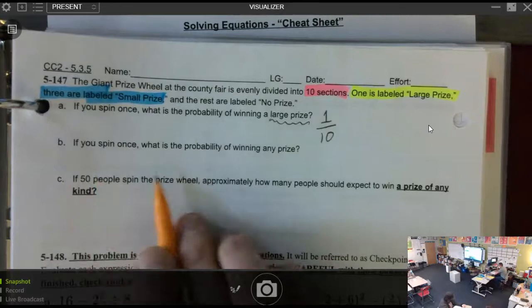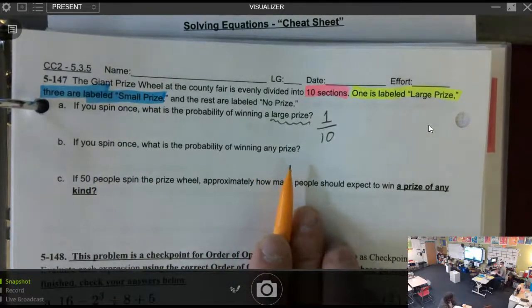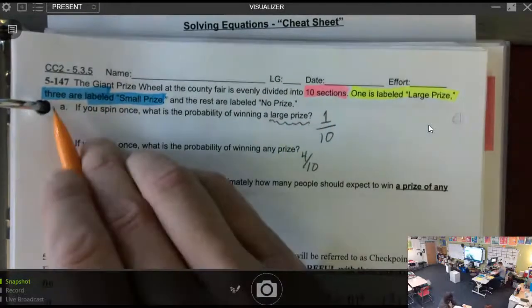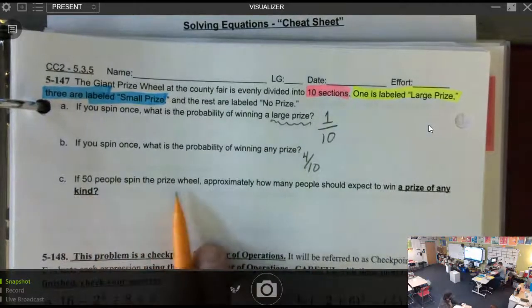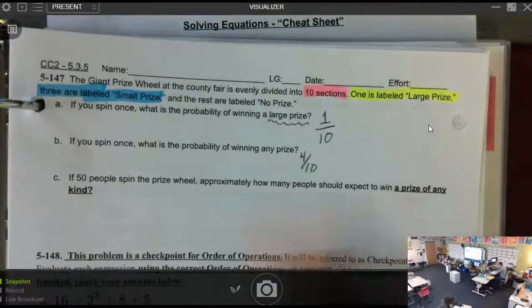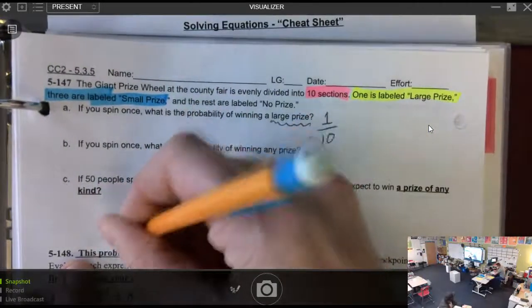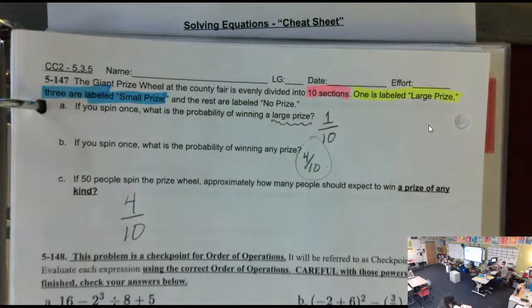If we spun once, what's the probability we win any prize? How many sections have any prize? 4 out of 10 because we had 3 small and 1 big. And then if 50 people spin the prize wheel, approximately how many should we expect to win a prize of any kind? So we're going to use our 4/10 for any prize. Anyone want to tell me how I get to figuring out how many out of 50?